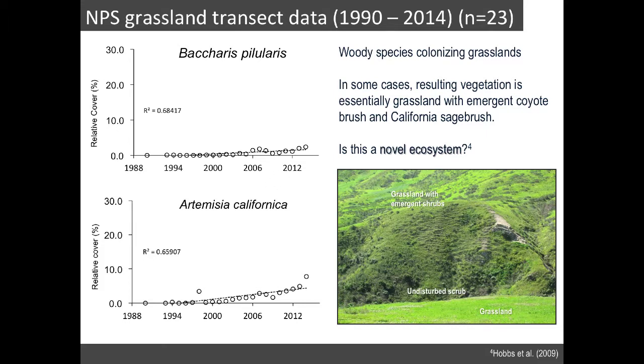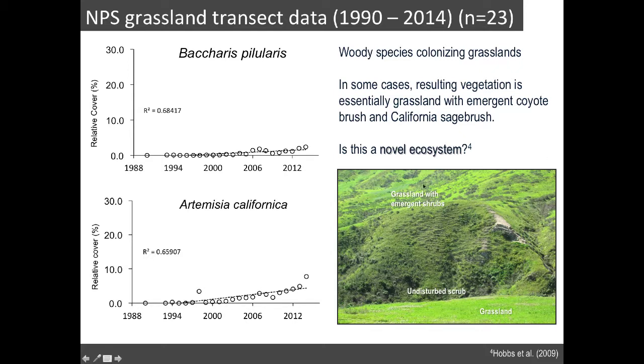However, there are limits to how well passive restoration can work. As an example, woody species are colonizing grasslands. These are some of the NPS 30-meter point intercept transects, looking at the relative cover of coyote brush and of California sagebrush over time. You see that from 1990 to about 2014, you do have an increase in coyote brush in the grassland transects. The same for California sagebrush.